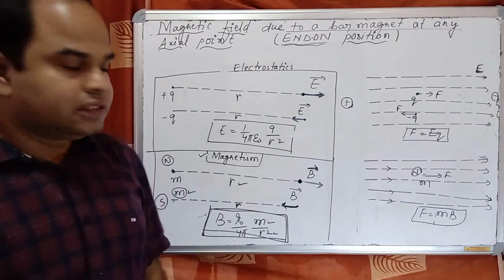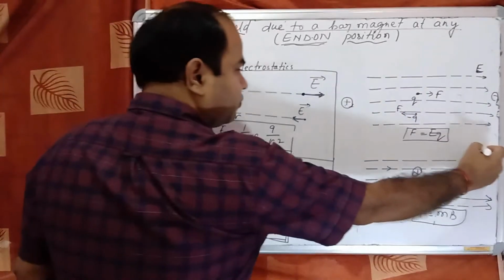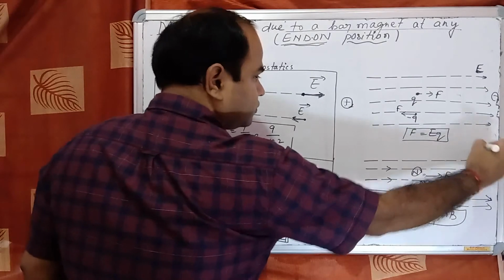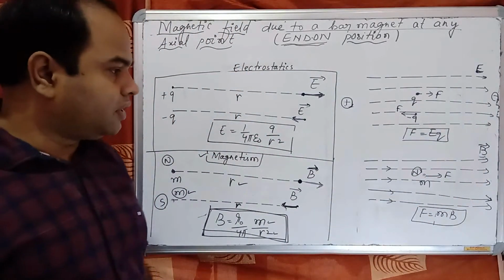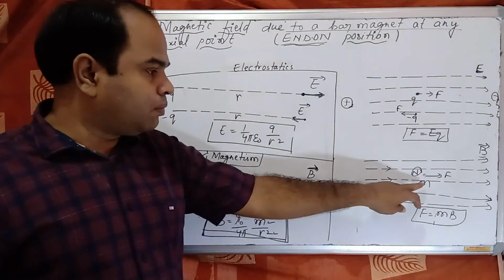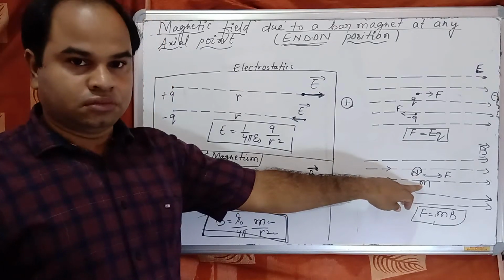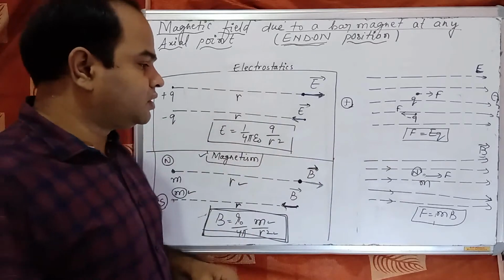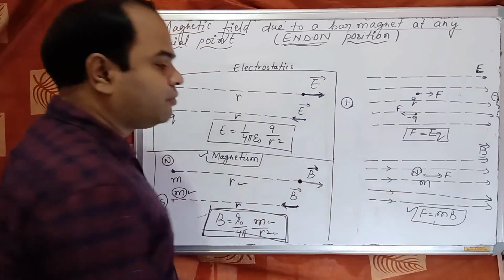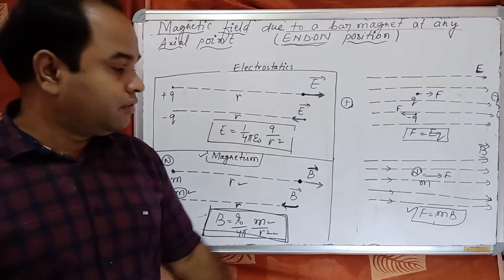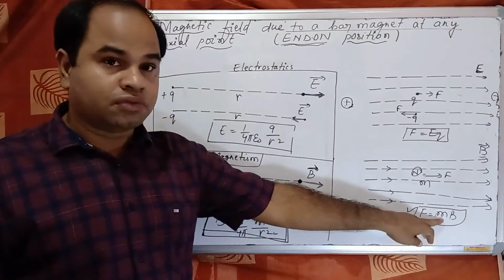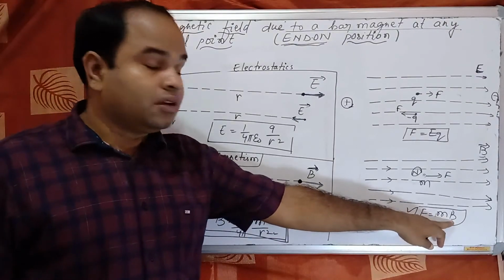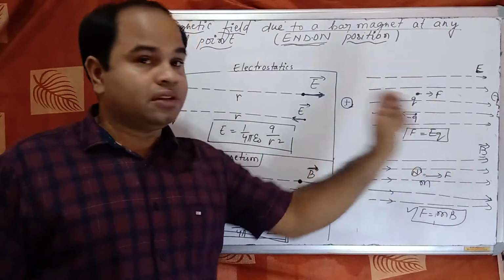Okay. Same, if we take a magnetic field, and in that magnetic field we place a pole having pole strength m, it will also experience a force. That force is given by F is equal to m into B, where m is the pole strength of the pole and B is the strength of the magnetic field.